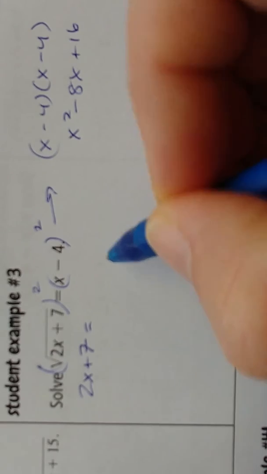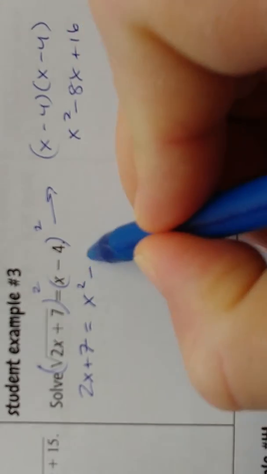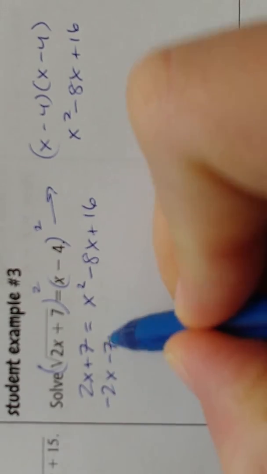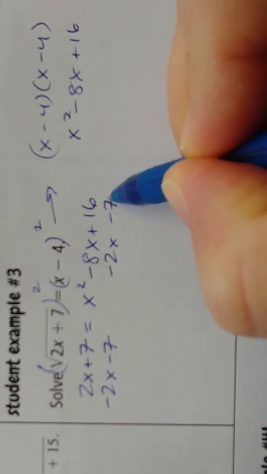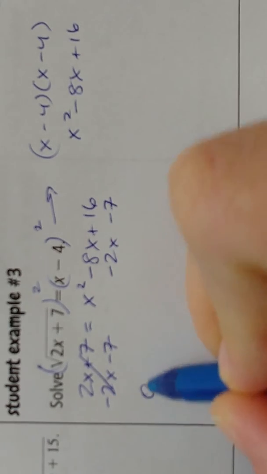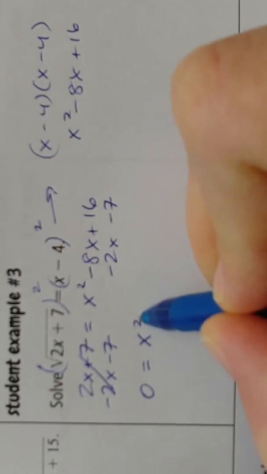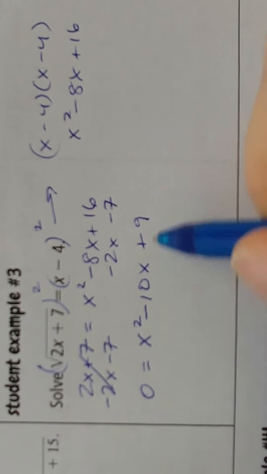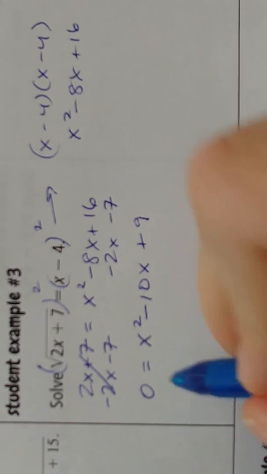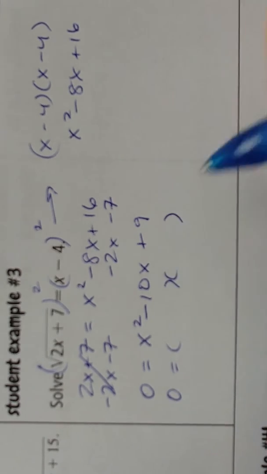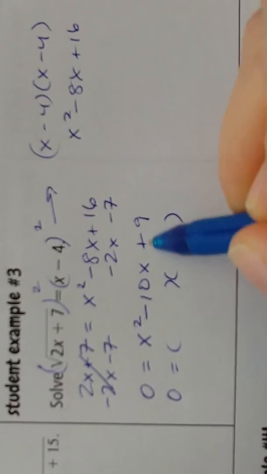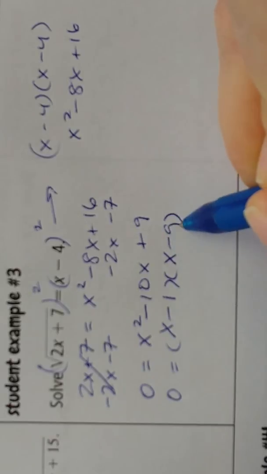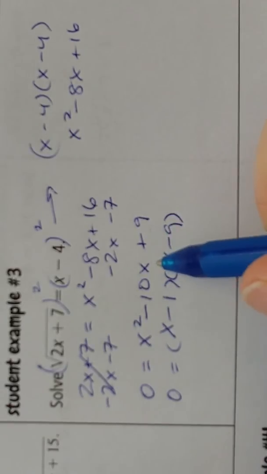So now I have 2x plus 7 equals x squared minus 8x plus 16. This is a quadratic, so in order to solve these, we need to set it equal to 0. I'm going to subtract everything on the left side, and I get 0 equals x squared minus 10x plus 9. This is a factorable quadratic, so now that I have it set equal to 0, I can use the zero product property. When I factor, I'm looking for factors of 9 with a sum of negative 10. So I have a minus 1 and a minus 9. If I FOIL this out, I'll get x squared minus 10x plus 9.